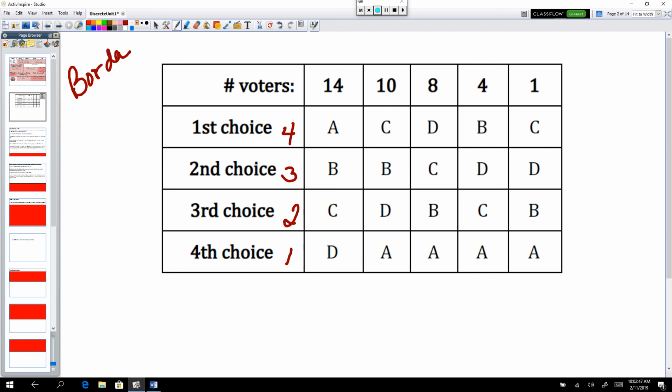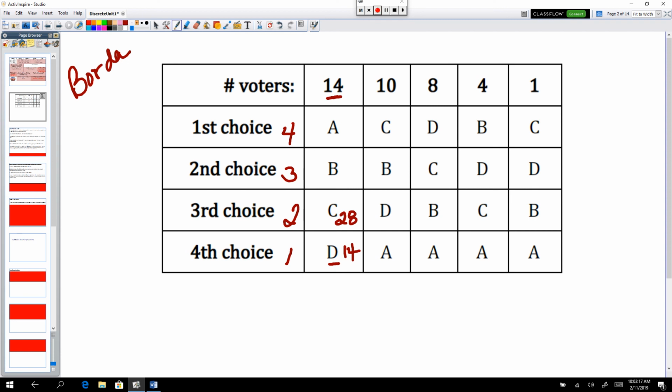Now in Borda count, note that a fourth place candidate like Dave here gets 1 point. But also notice that 14 people gave Dave that 1 point. So in this block, Dave has earned 14 points. In this block, Carmen has earned 28 points, 2 points from 14 different people. And so on and so forth. You can fill in the points for each candidate.